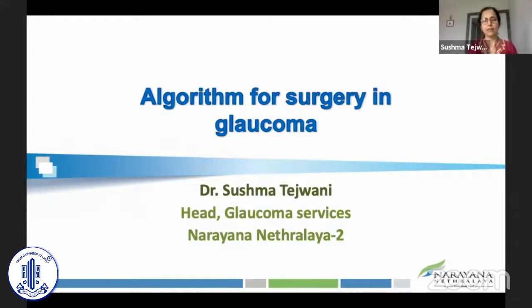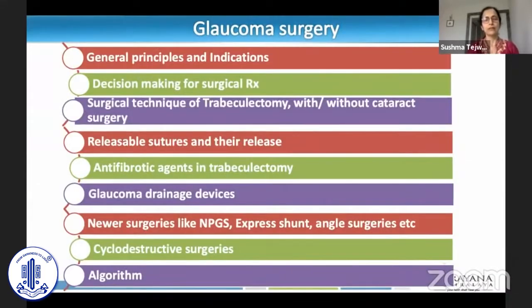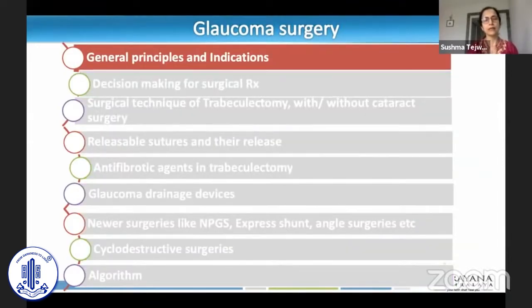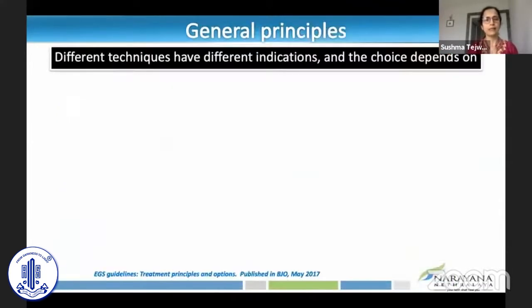So the topic for me today is the algorithm for surgery in glaucoma. I'll be talking on these particular points and we'll take it one by one. So let's take a look at general principles and indications. We have different surgical techniques and there are different indications for them. So I would just be broadly telling you the principles.